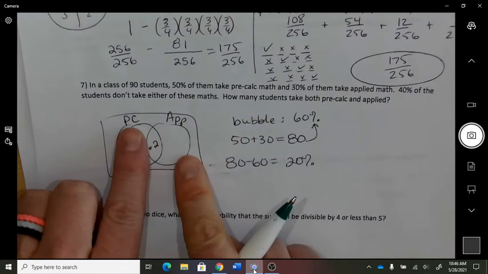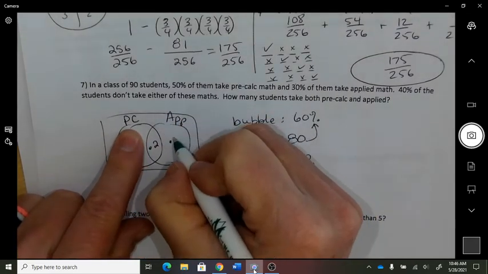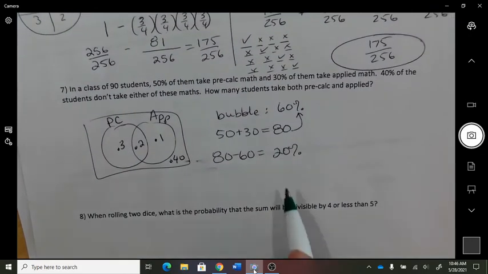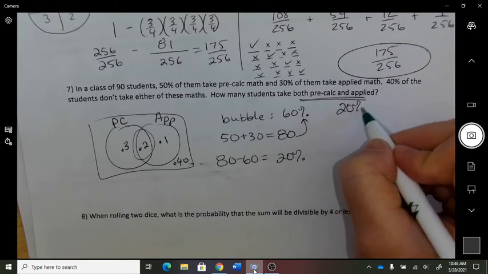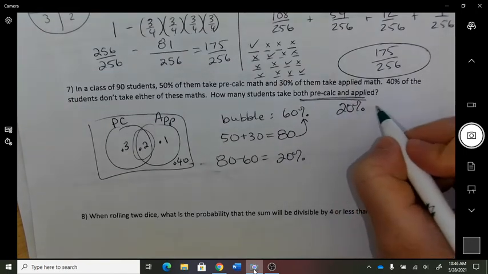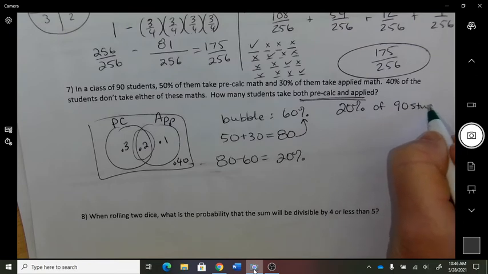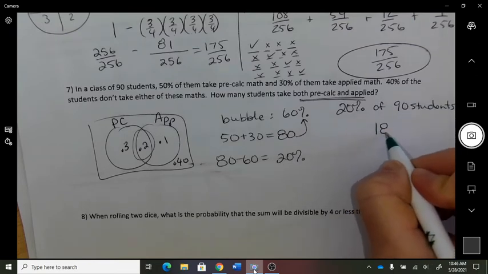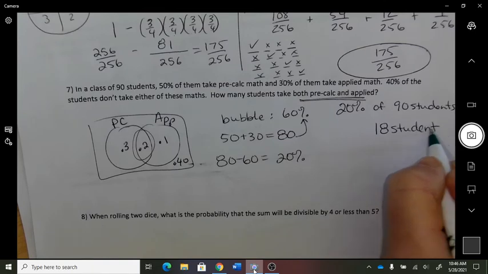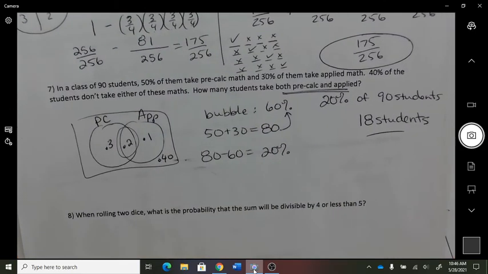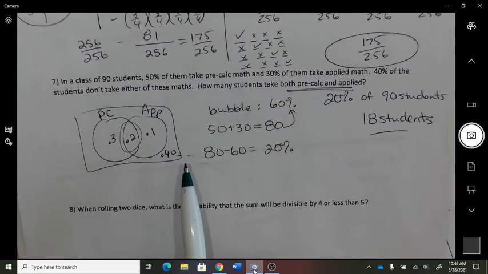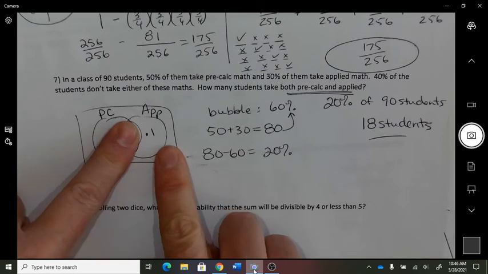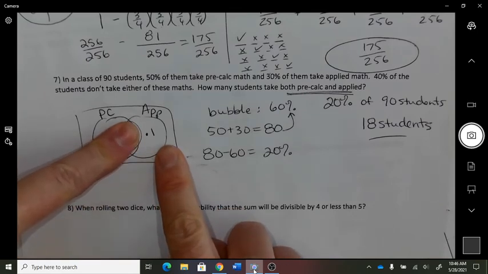30% of the people in applied, so I need the whole applied bubble to have 30%. How many students take both? So that's 20%. But how many students? 20% of 90 students. That would mathematically be that 18 students would take both. So I could ask you other things like how many students only take applied. So that would be that number. So 10% of 90 students.